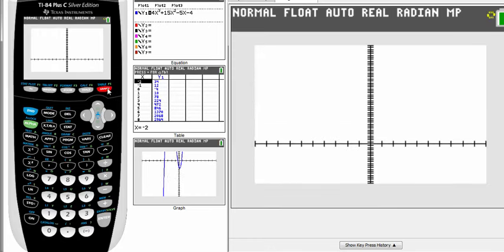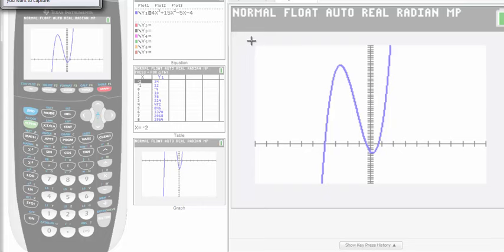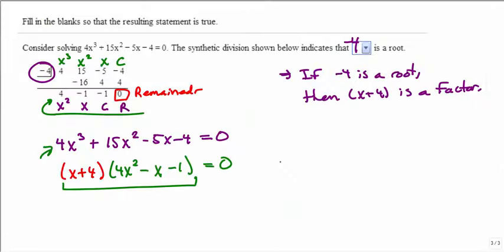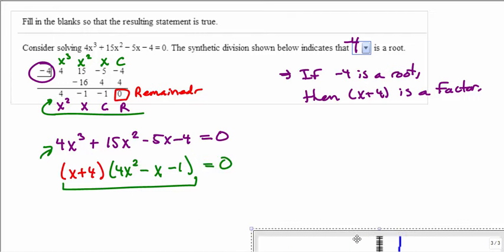Maybe we can get a better look at our graph. Oh, there it goes. 1, 2, 3. So here's our -4, and then I know I have a root between 0 and -1, and another root between 0 and 1. So what we found then was our one integer root. There's other ones out there, but they don't factor nicely, so I'd have to use the quadratic formula to come up with those.